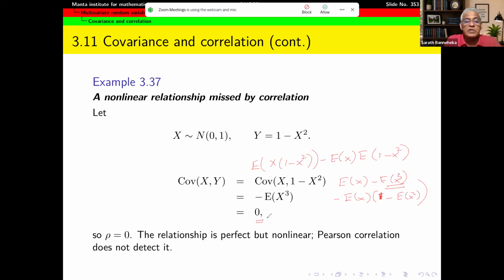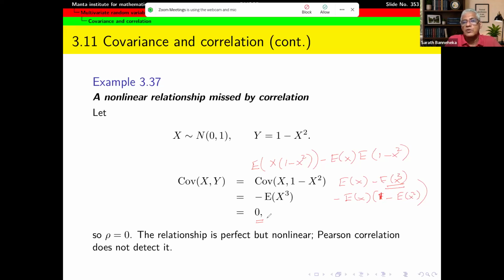So therefore, correlation will be 0. But we know there is a perfect relationship. It's a perfect non-linear relationship. Right? So that relationship is not detected by the Pearson's correlation coefficient. It is not detected by the Pearson's correlation coefficient. So that is one reason.